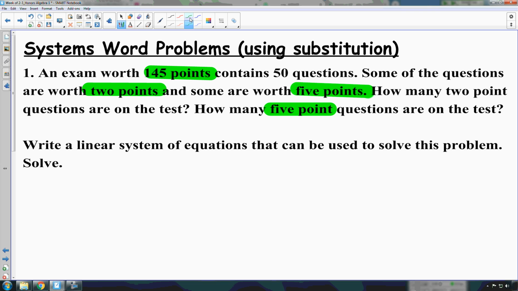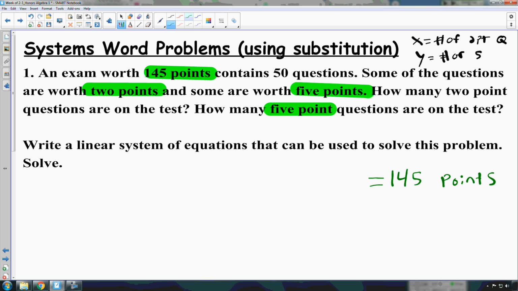So let's think about how we can get an equation that's all about points. We know that there's a total of 145 points. I'm going to put the word points in here, though you don't necessarily have to. There's a bunch of questions. Let's say X 2-point questions and Y 5-point questions. So let's define X as the number of 2-point questions, and Y as the number of 5-point questions.